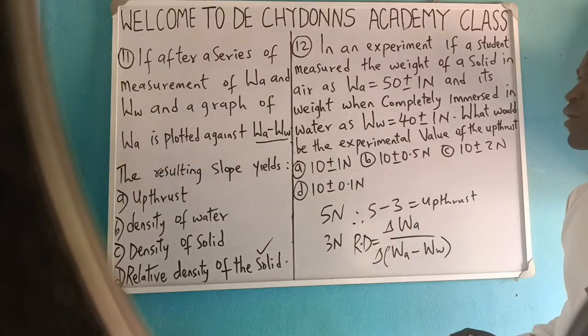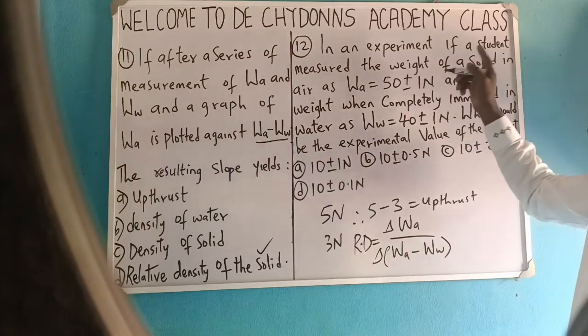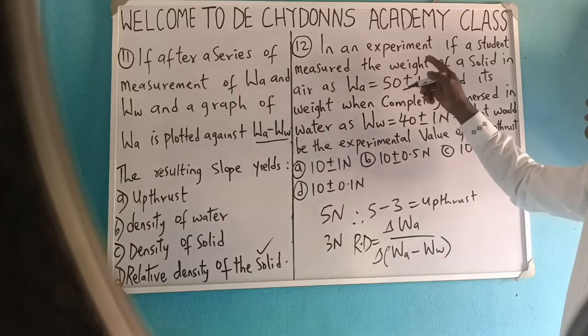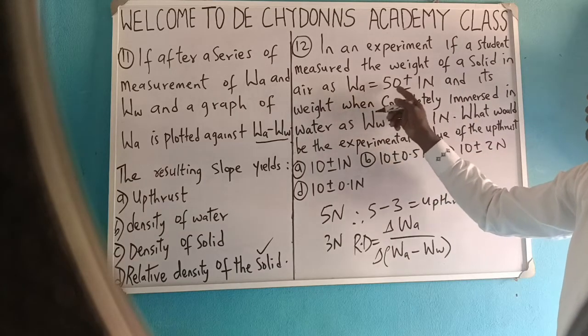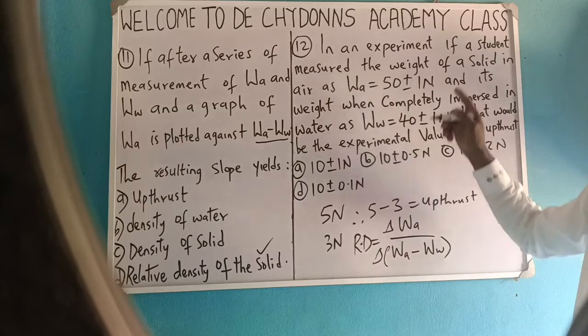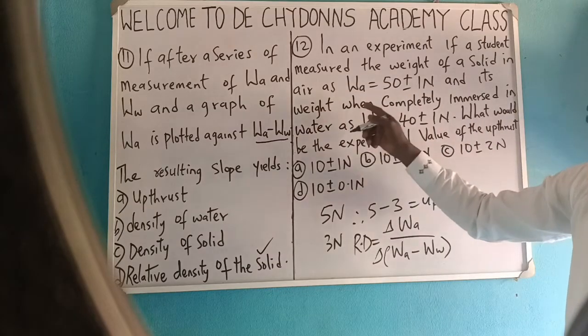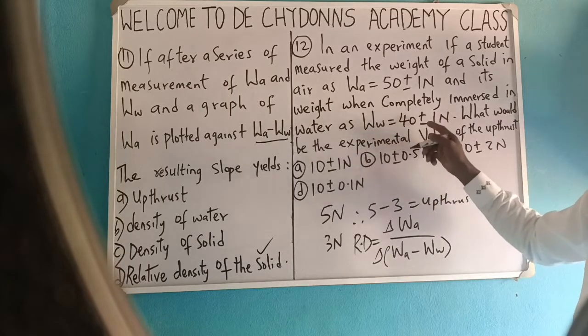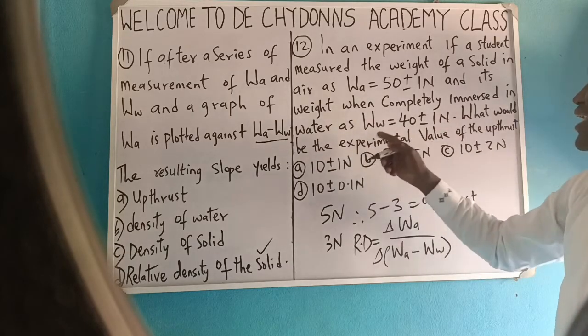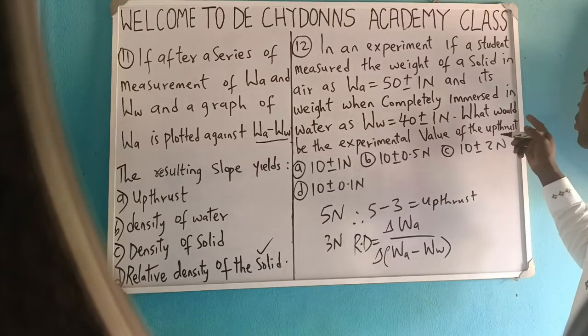Come to question 12. In an experiment, if a student measured the weight of a solid in air as weight in air equal to 50 plus or minus 1 Newton, and its weight when completely immersed in water as WW equal to 40 plus or minus 1 Newton. What will be the experimental value of the what? Upthrust.